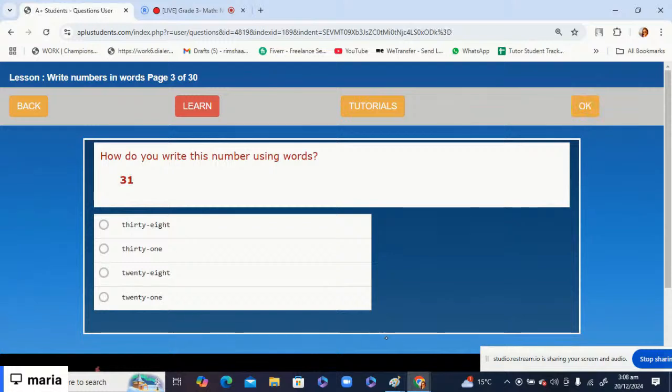Now how do you write this number using the word? First one is 38, second one is 31, 28 or 21. Just tell me the answer of this. Tell me the answer in the chat, everyone, okay? Do it fast. This is the option B. Alright, let's go with it.